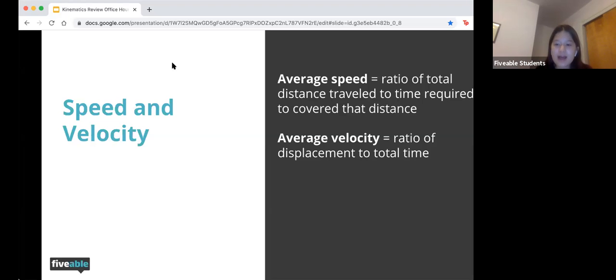Then we've got average velocity, and this is important to note. Whereas average speed is distance over time, total distance, which we just defined before, average velocity is displacement over time, which I think is pretty interesting.